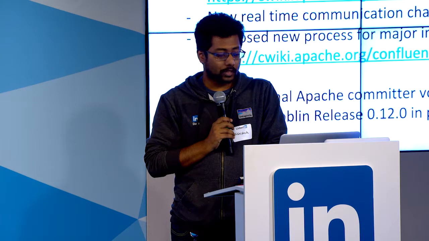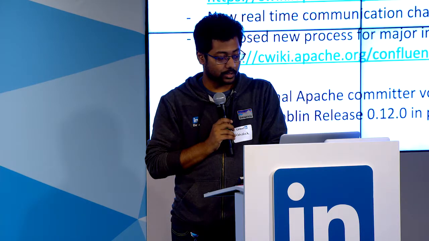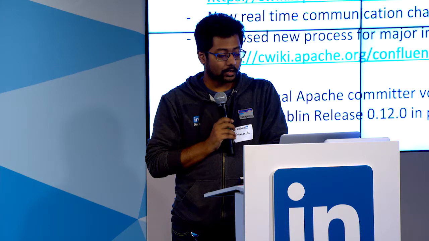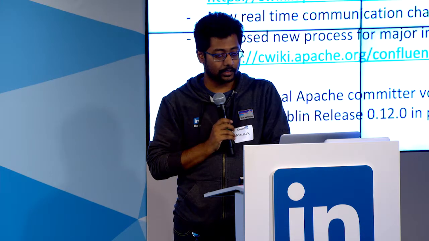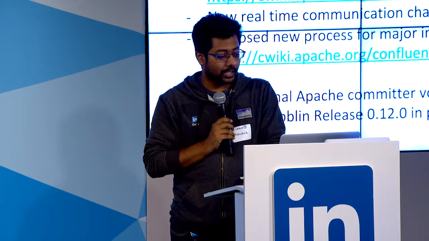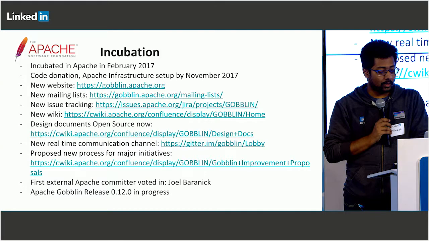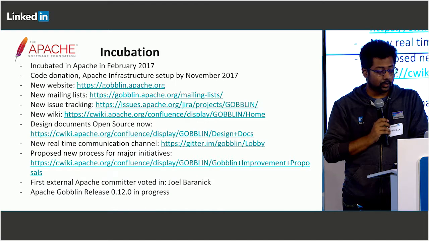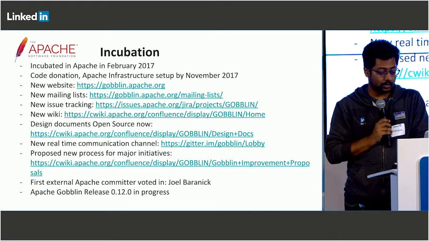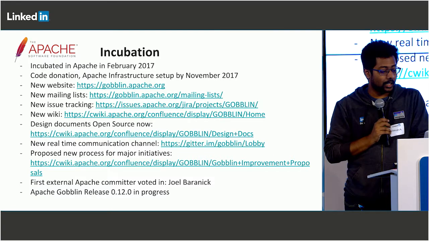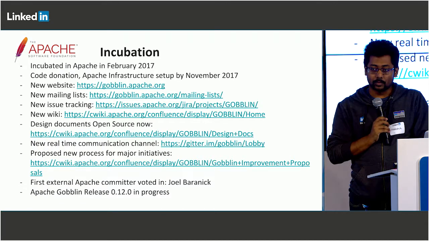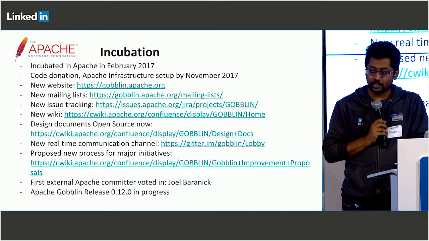We have a new way to talk real time over Gitter. We have a new way to suggest major initiatives within Gobblin in the open source world and let external folks drive them. So that's the Gobblin improvement proposals section. You can find that on the wiki. We also have our new first external committer, which is Joel. Many of you know him by the name of Kadan. And our first Apache release is in progress. We had a release candidate, but we need some more work, so we are coming up with the next release candidate soon.